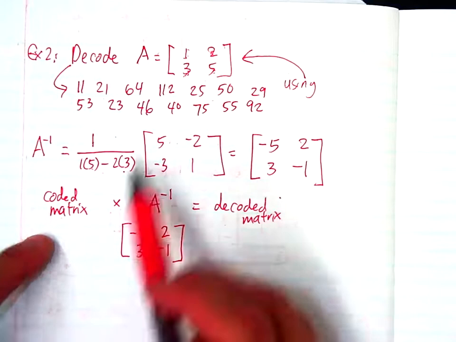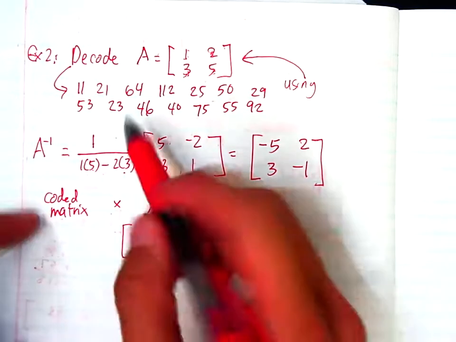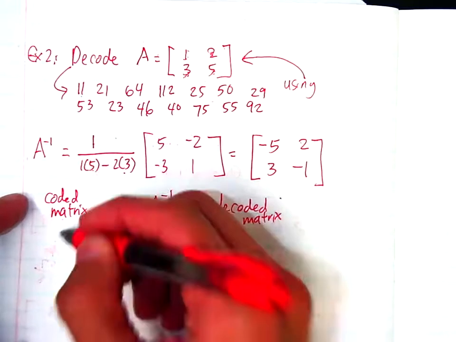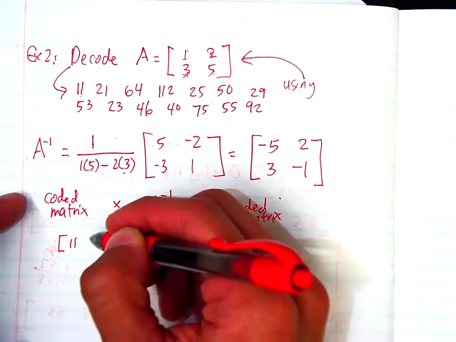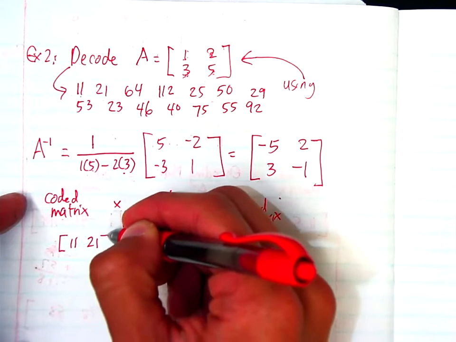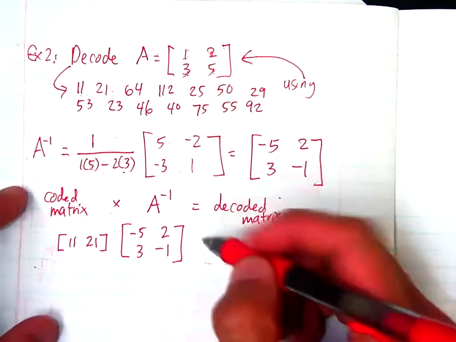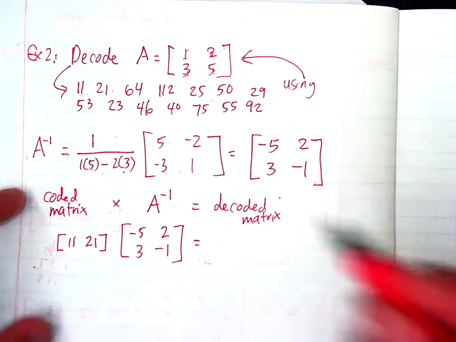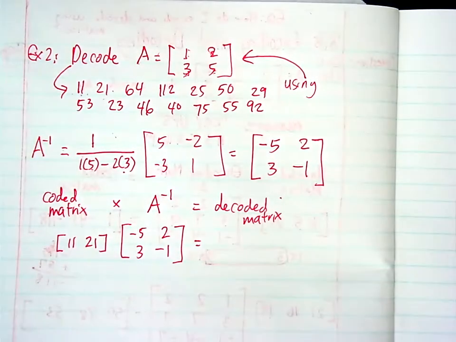Well, the coded matrix, this is my coded matrix. I don't know what it is yet. So to decode it, I need to take the first two numbers. So it'll be 11 and then 21. Okay, so that will give me my first two letters. And then, if I multiply it correctly, I should end up with a decoded message.